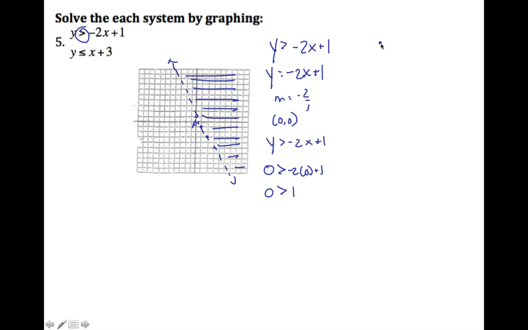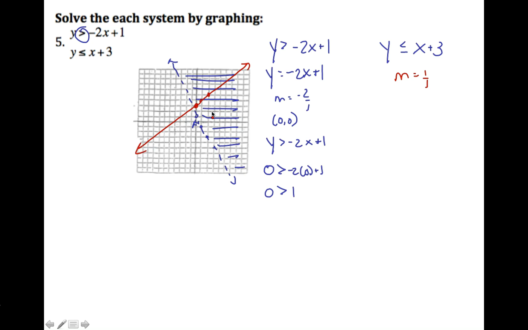And then the second equation is y less than or equal to x plus 3. Set up nice for us. Our y-intercept is 3. I'll do it in different colors so you can see it easier. 1, 2, there's your y-intercept of 3. Your slope is 1, so up 1, right 1. And this one should be solid.